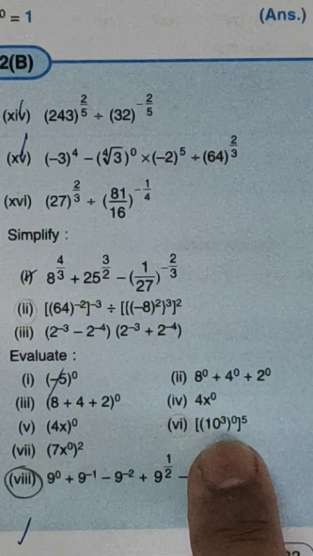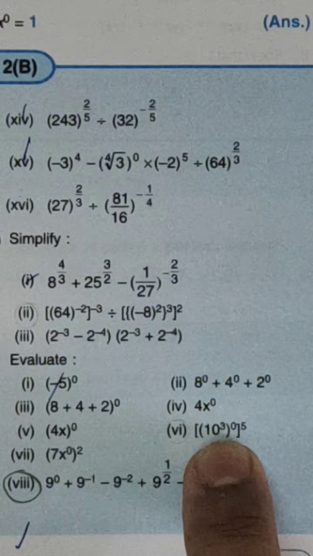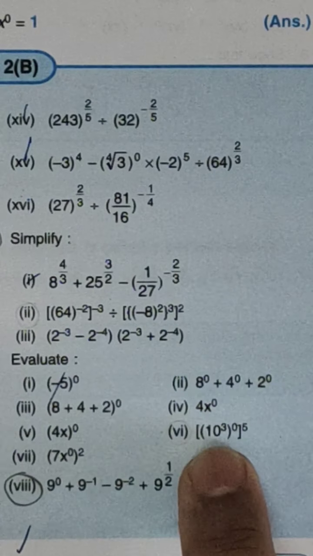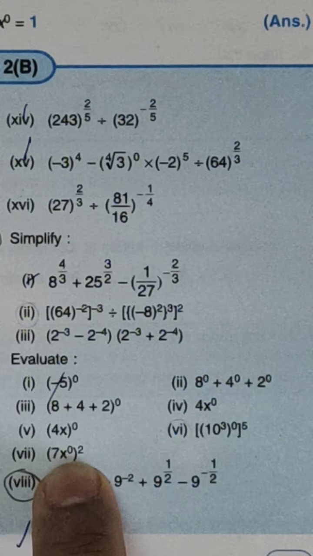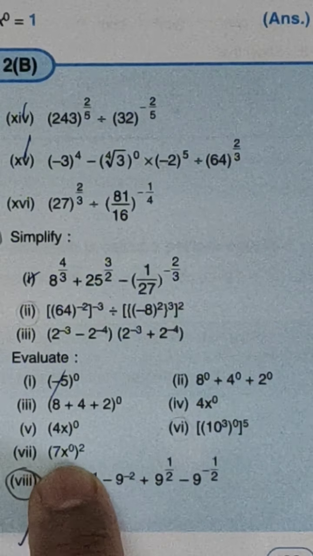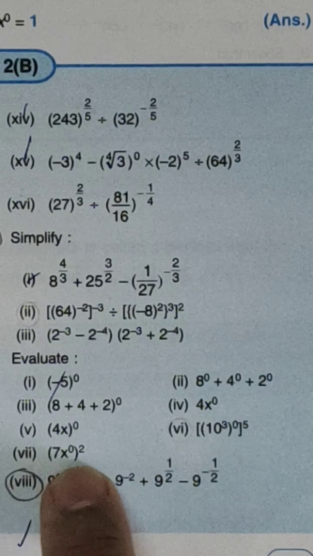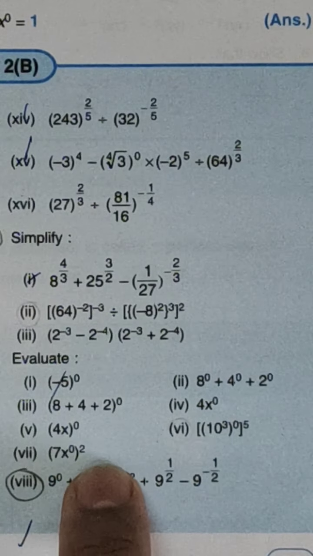10 to the power of 3 whole to the power of 0 whole to the power of 5. 10 to the power of 3 whole to the power of 0 will become 1. 1 to the power of 5 will become 1. Then 7x to the power of 0, whole to the power of x square. 7, let it be like that. x to the power of 0 is 1. 7 into 1 is 7. 7 square becomes 49.